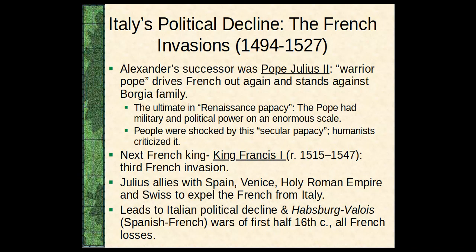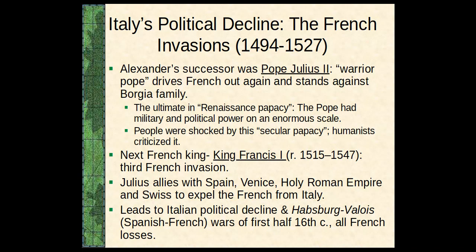Now, the next French king was King Francis I, and he embarks on the third French invasion. Again, there are riches to be had in Italy. They're fragmented. It's easier to pick them off. Julius allies with Spain, Venice, the Holy Roman Empire, and the Swiss to expel the French from Italy. So the warrior pope is going to get some allies, and he's going to be able to push the French out. And that works because they don't want France to become too powerful. The balance of power in Europe.